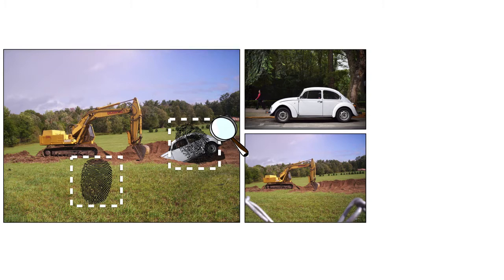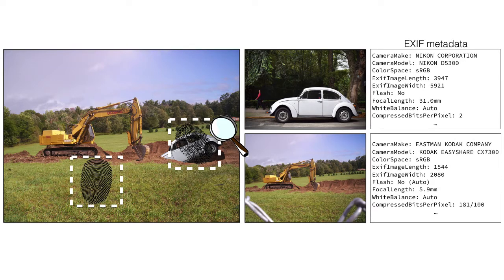be very easy. What's more, if we had the EXIF metadata of these two source images, we would see that the spliced regions came from cameras with very different properties. The photo of a car has a different camera make and model, different image dimensions, different focal length, and different compression scheme.